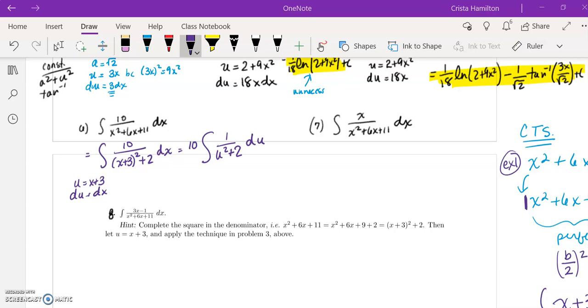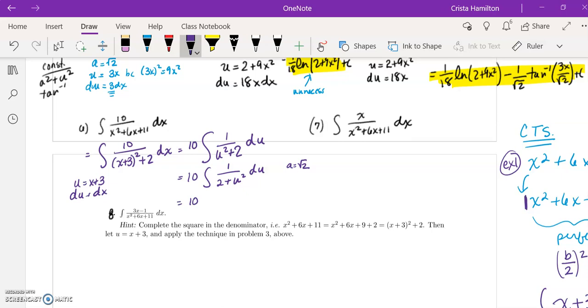Right? And now you have to just, wait a minute, that still didn't work. But now you're of the form, if I rewrite it this way, 1 over 2 plus u squared du. Do you see how you're in an inverse tangent form? So my a is going to be square root of 2.